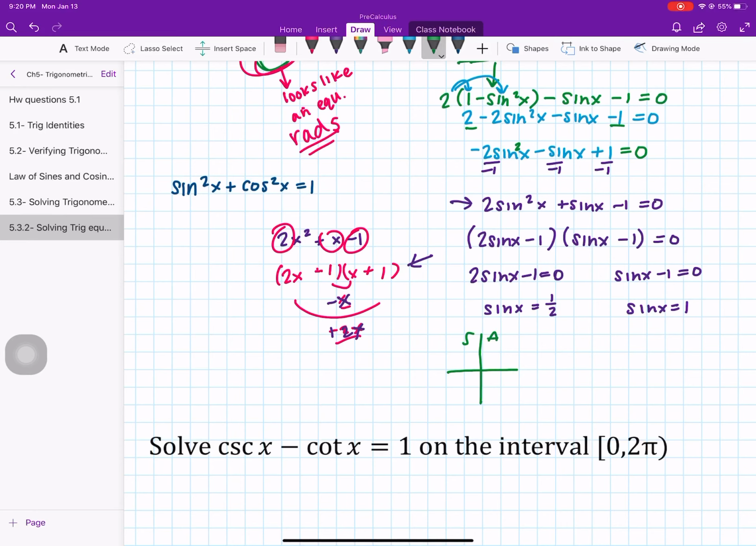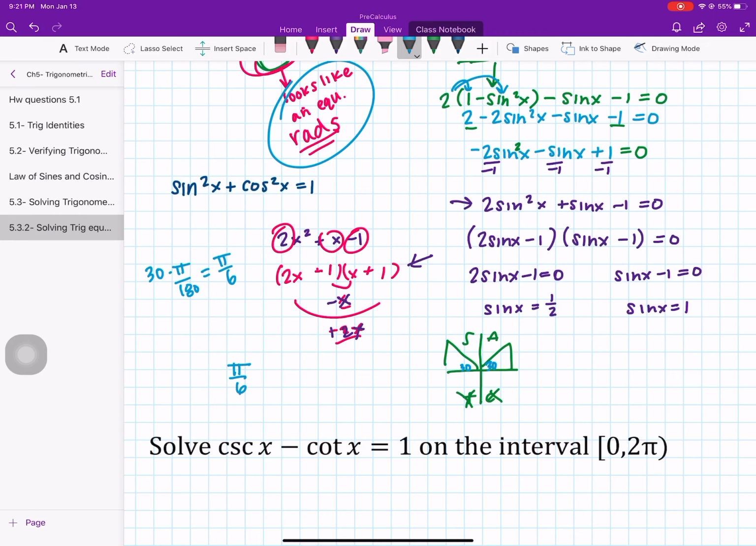So here you got to think about your all students take calculus. You want to know where the sine is positive. It's positive in the first and the second quadrant. So what angle has a sine value of 1/2? That's 30. So again, we're going to have to go all the way back to the beginning. Our answer is going to look like an equation, and we're going to be in radians. So first, a 30-degree angle in radians is pi over 6. So one answer is going to be all forms of pi over 6.